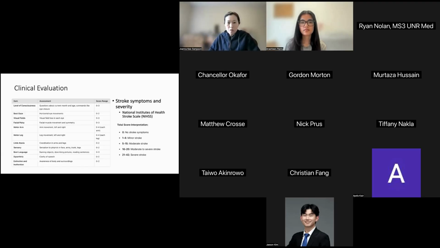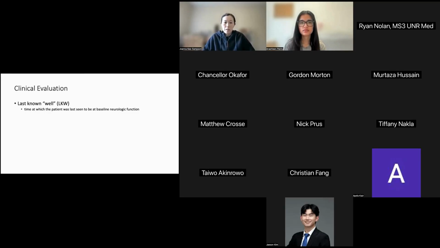So for the clinical evaluation of the stroke patient, the basic way of categorizing how severe their symptoms are is the NIH stroke scale score. It goes from 0 to 42. The higher the number, the worse their symptoms are, or the more severe the symptoms they have. Last known well is a concept to describe the time at which the patient was last seen to be at baseline neurologic function.